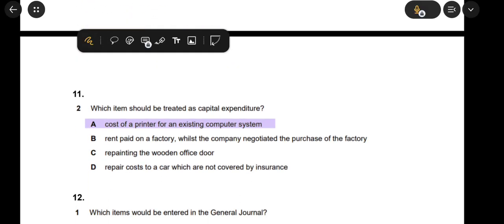Question 11. Which item is capital expenditure? Correct answer, A. Cost of a printer for an existing computer system. Explanation. Capital expenditure is for long-term assets. A printer upgrades the system's value, unlike repairs or rent, which are revenue expenses. Even though it's small, it's still a capital addition.